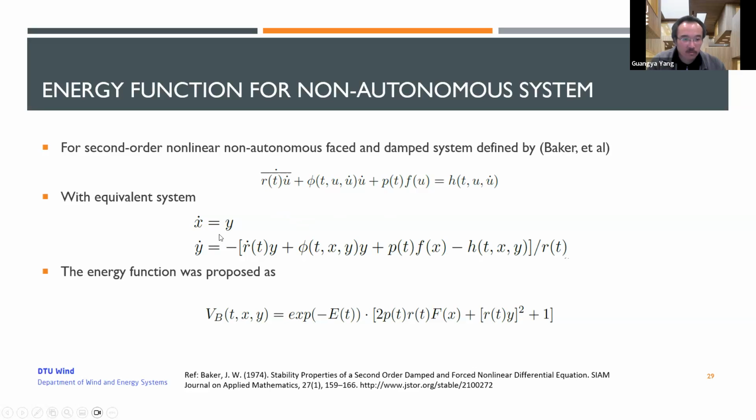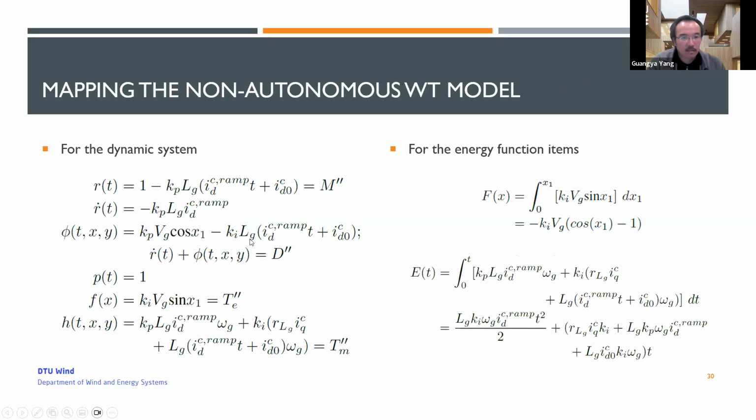And if you do this mapping from here into here, then you are able to derive or formulate the energy function based on this equation here. I will not go into more detail, but you can find it in a paper that we are writing, and then this is the mapping result.